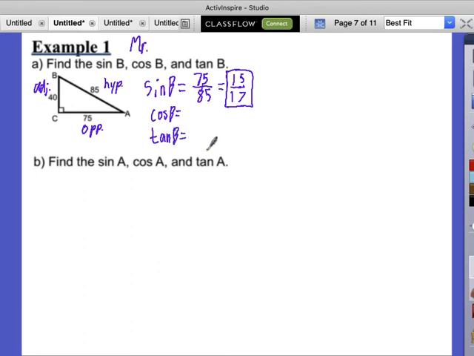So Carly, what did you get for your cosine of angle B? I got 8 over 17. Okay, and what did you have first? I had 40 over 85. Yeah, which then simplified to 8 over 17, right? Okay, very good. I agree with that.